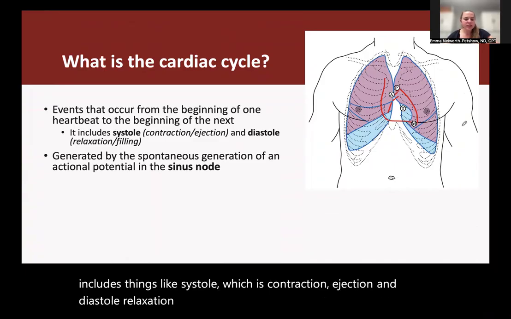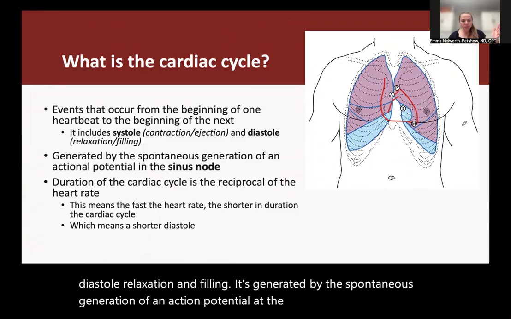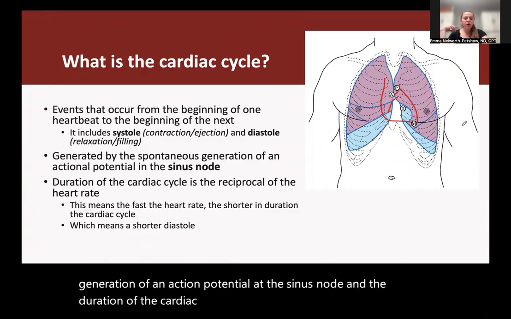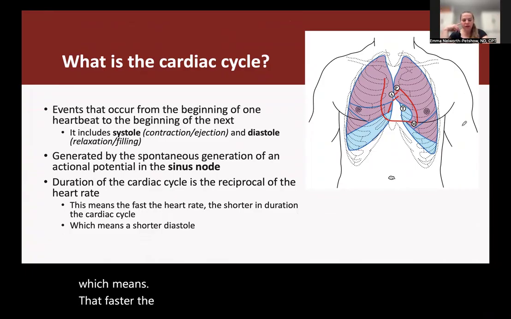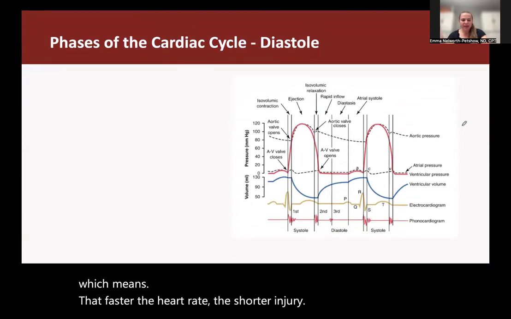It's generated by the spontaneous generation of an action potential at the sinus node, and the duration of the cardiac cycle is the reciprocal of the heart rate, which means the faster the heart rate, the shorter in duration of the cardiac cycle, which means a shorter filling time, a shorter diastole.